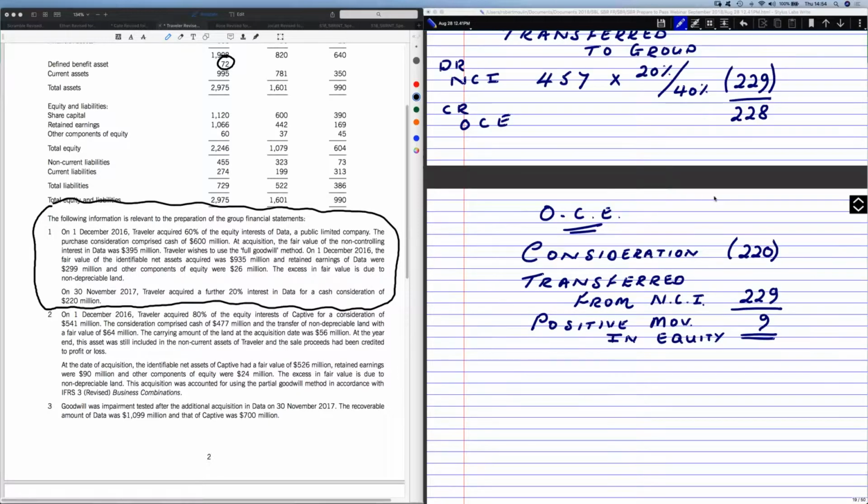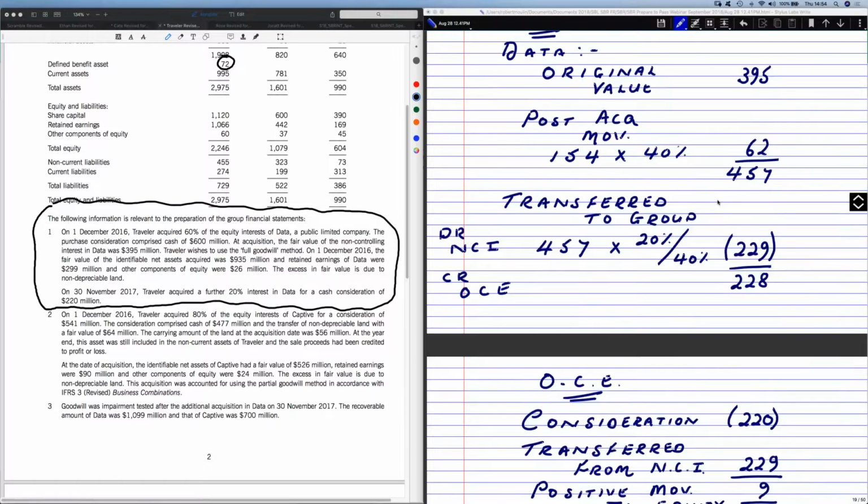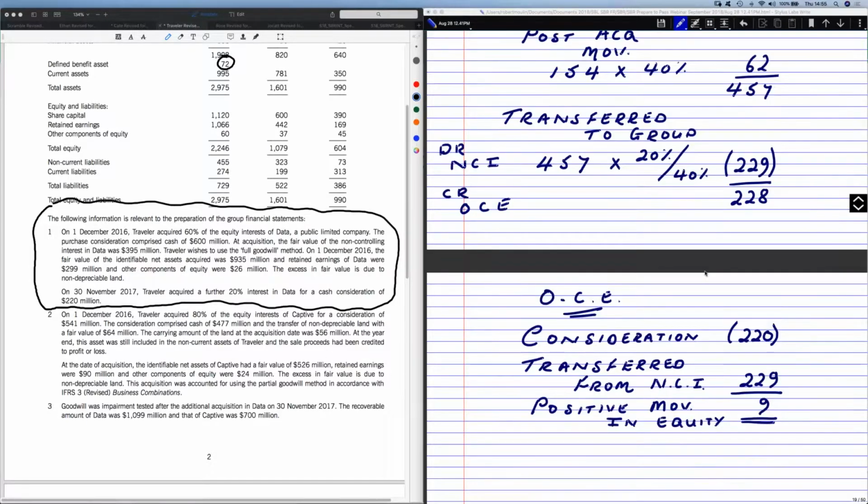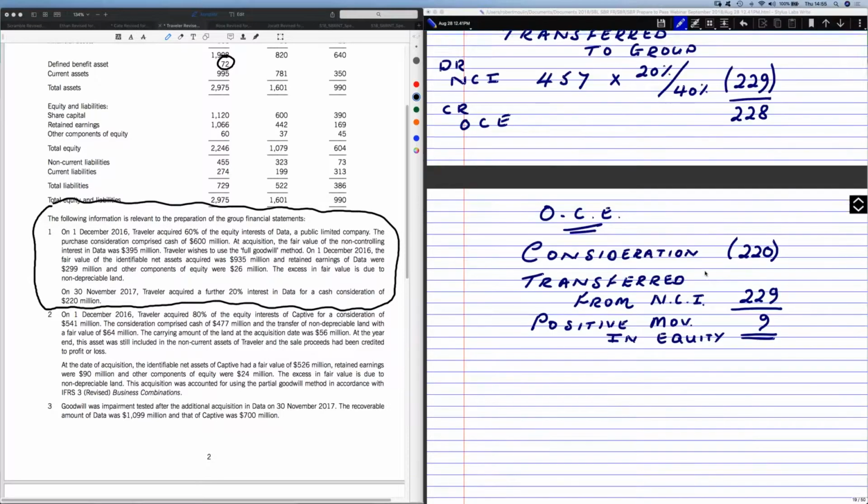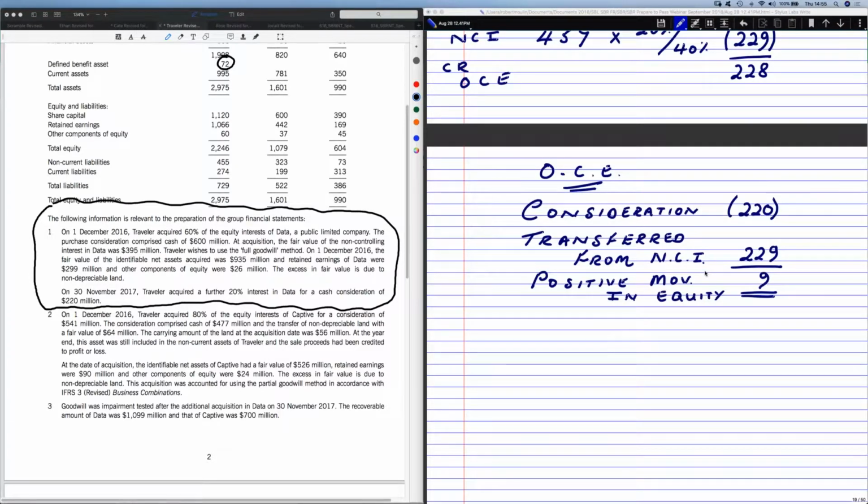Right. So let's go back here, please. You're not recalculating goodwill. All you are doing is saying now more of the goodwill and more of the net assets are owned by the group rather than the non-controlling interest. We can't recognize any gain or loss on the change because there is no losing or gaining of control. We just compare the consideration versus what has been transferred and we have a movement in equity.